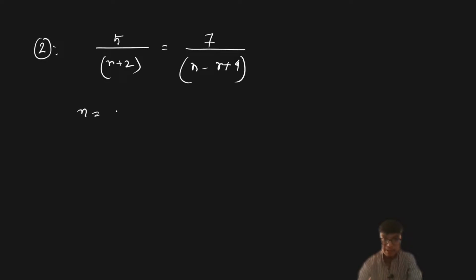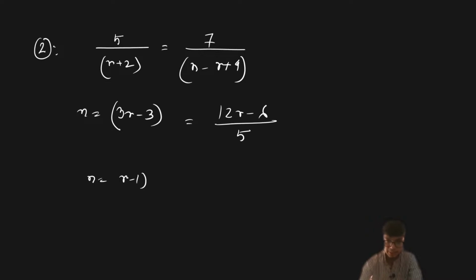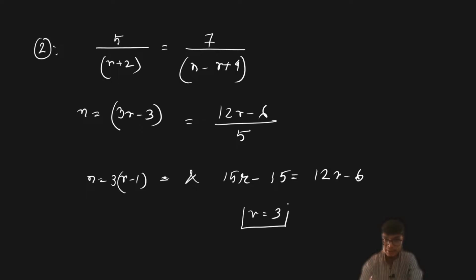And if I try to solve it further, I'm going to get an equation like n is equal to 3r minus 3, which is also equal to (12r minus 6) divided by 5. So on simplifying further, n is equal to 3 times (r minus 1), and 15r minus 15 is equal to 12r minus 6, and from this I'll get the value of r is equal to 3, and once I get r is equal to 3, n is equal to 6. Okay, so n is equal to 6.